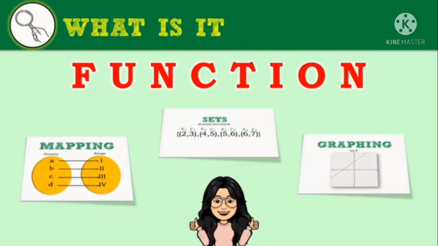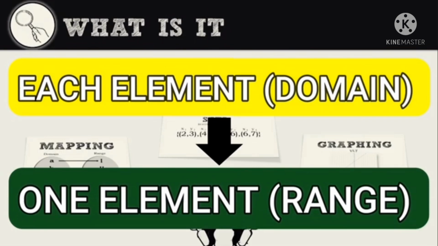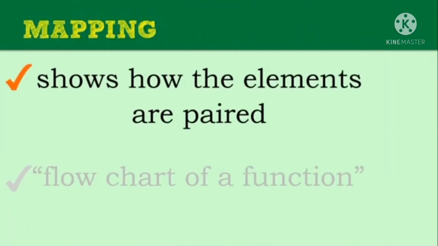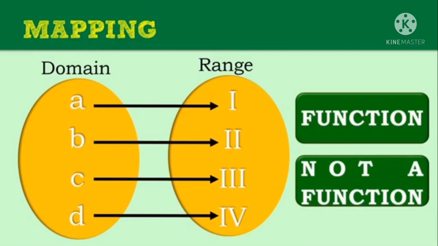Illustrations will help us a lot to learn functions easily. So we have here mapping, sets, and graphing. A function is a special type of relation, always remember that, in which each element of the domain is paired with exactly one element in the range. A mapping shows how the elements are paired. It's like a flowchart for a function, showing the input and the output of values, like this. The domain for the first set, and the range for the second set. Now in this mapping, let's identify if this is a function or not a function.